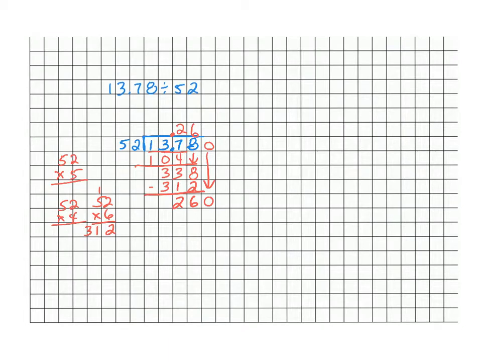So now I'm saying, how many sets of 52 are there in 260? Well, once again, if you go through and do the math, you'll find that there are 5, and 52 times 5 is 260. So I get a remainder of 0. So the final answer to my problem is 0.265. And once again, I would probably put a 0 in front of that decimal point to get 0.265.